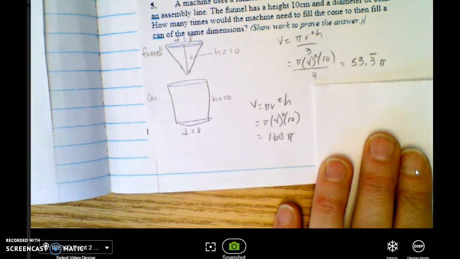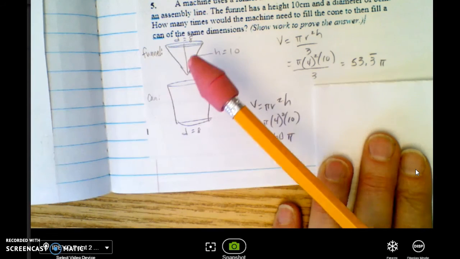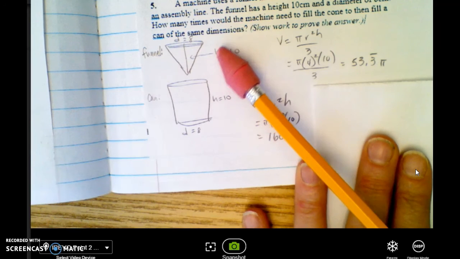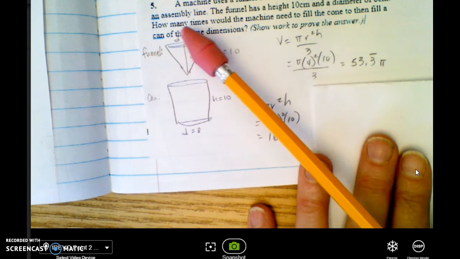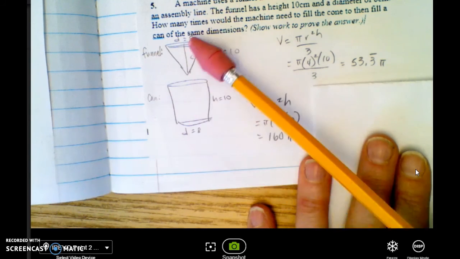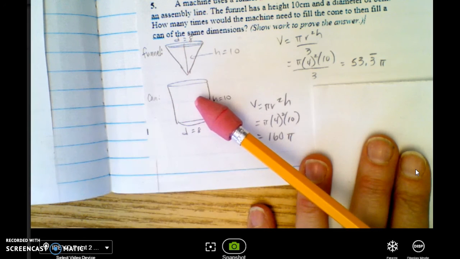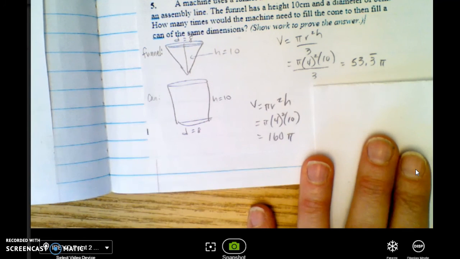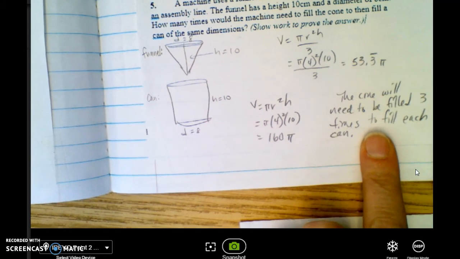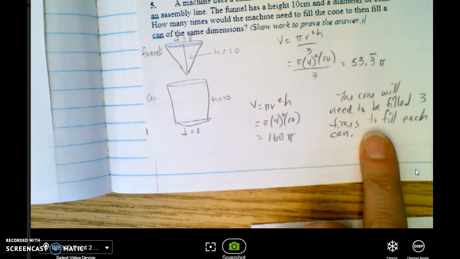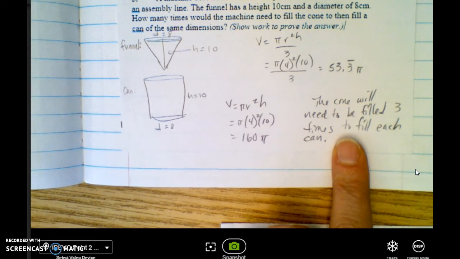If you take 160 and you divide it by 53.3 repeating, you find out that that goes in exactly 3 times. So what this reinforces is the video we watched before our lesson on cones, is you would fill this cone up 3 times to fill up the can or the cylinder that has the exact same dimensions. So again, the cone will need to be filled 3 times to fill each can.